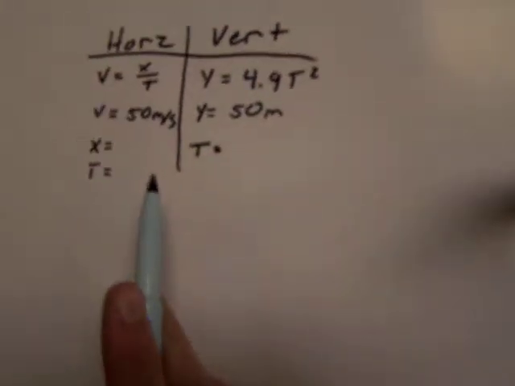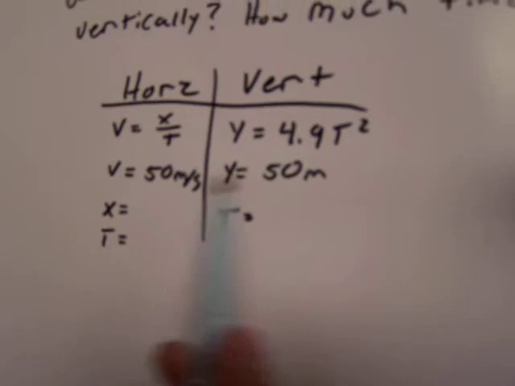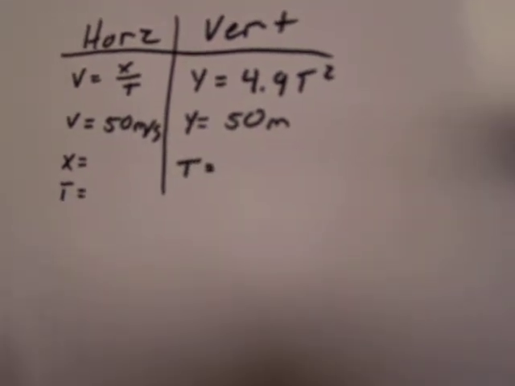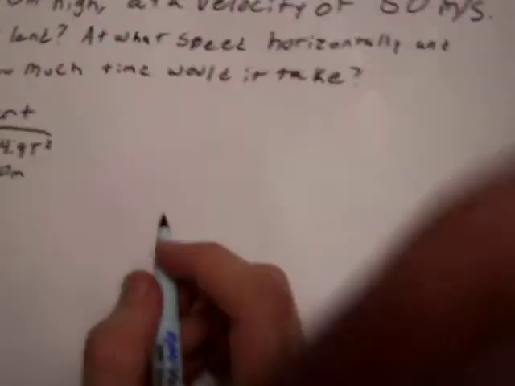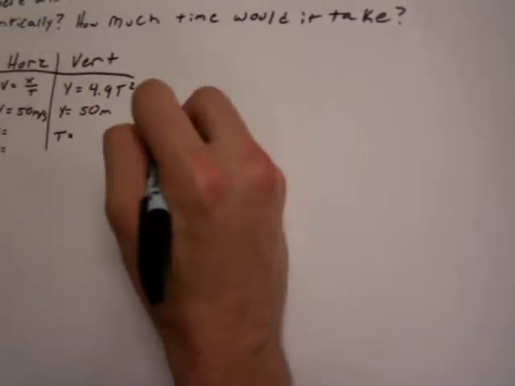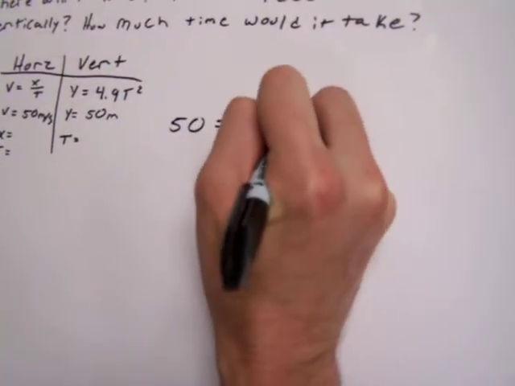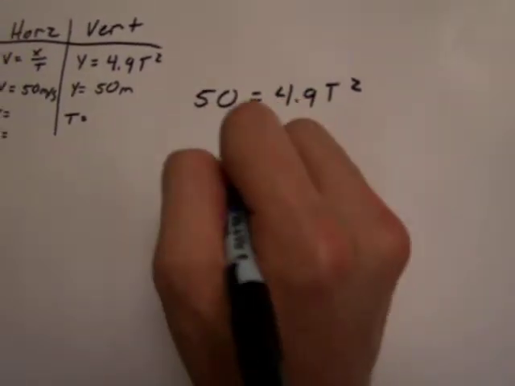This is what we know. We know that it's going at 50 meters per second at a horizontal speed, and we know that it's starting off at 50 meters high. And so the first thing we want to do is find out how long it would take. And we can do this by using this equation. Then we use algebra to solve for t.